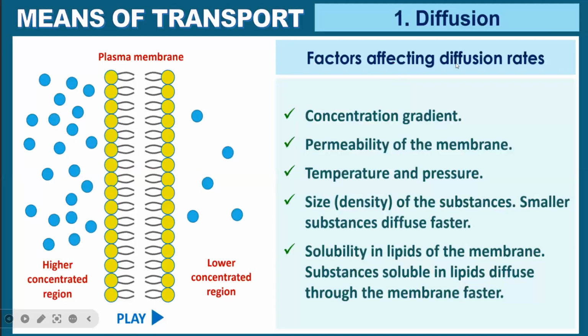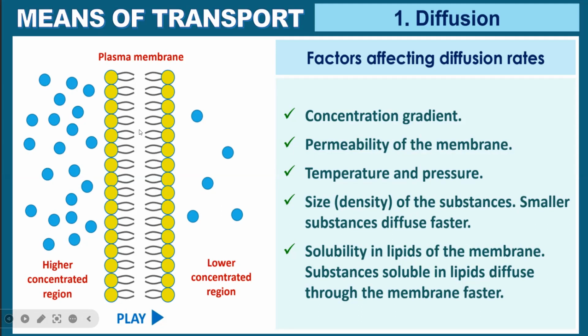Next are the factors affecting diffusion. First is the concentration gradient. Concentration gradient means the difference in concentration on the two sides. Now this side is highly concentrated. You can see 21 molecules, whereas here there are only 5 molecules. So the more the concentration gradient, the more the diffusion. Concentration gradient means difference in concentration on the two sides of the membrane.